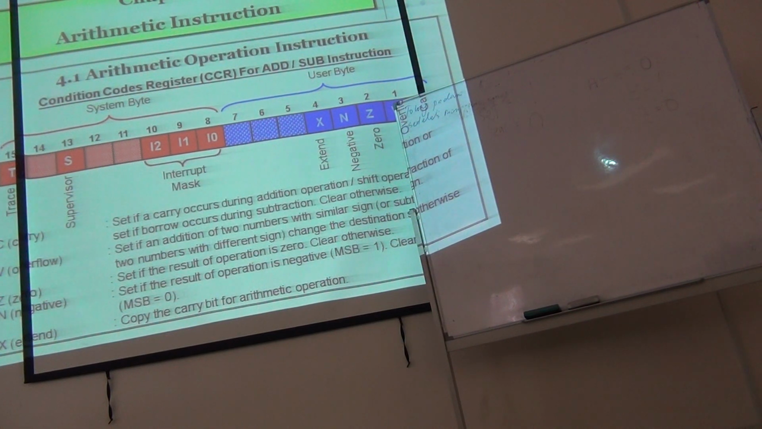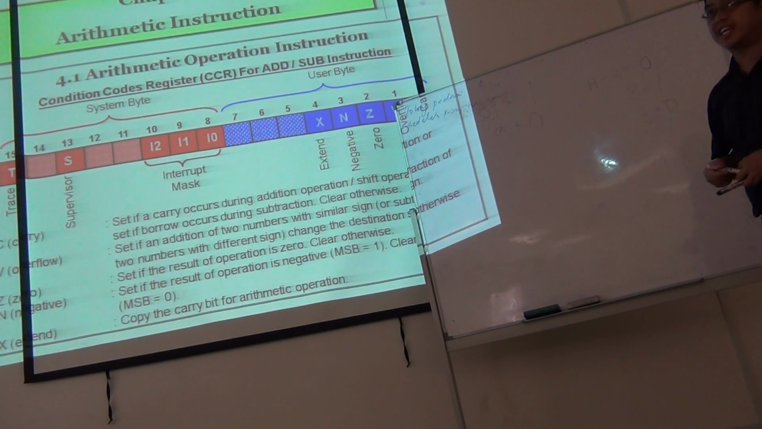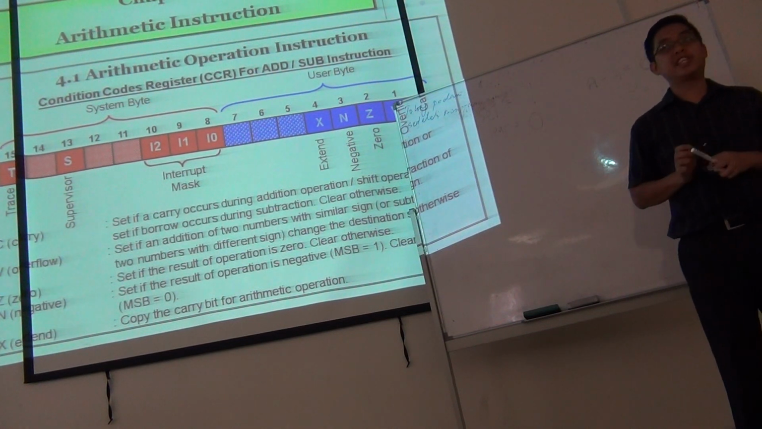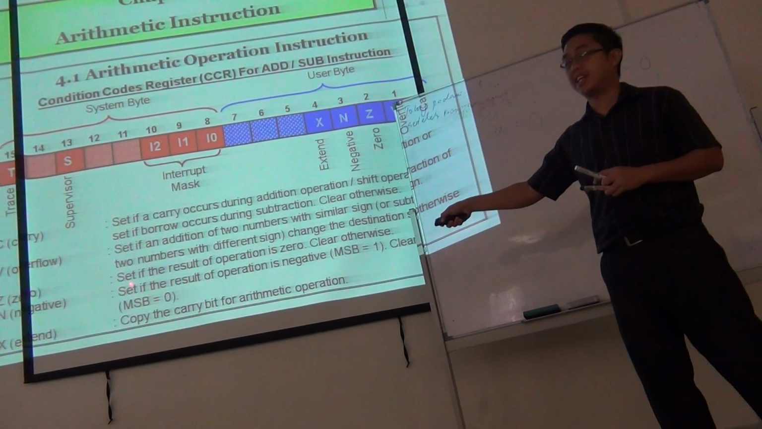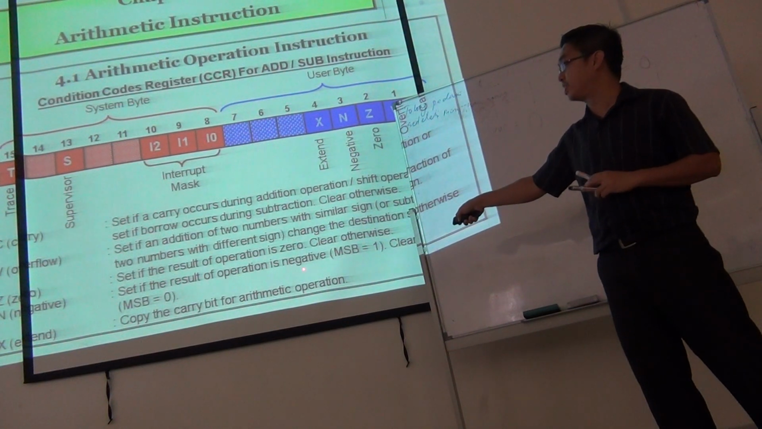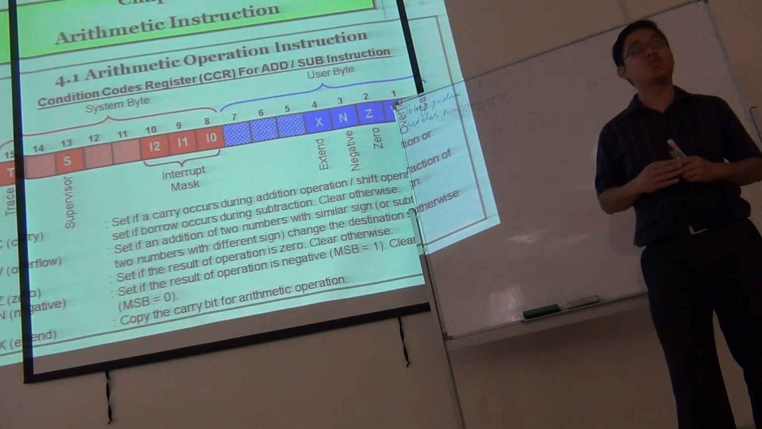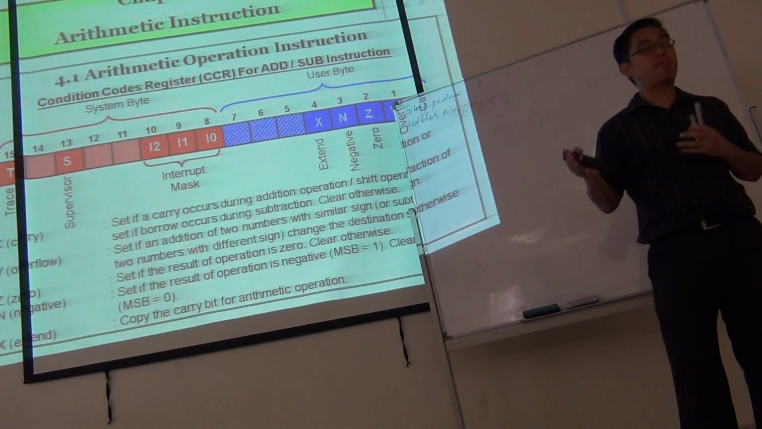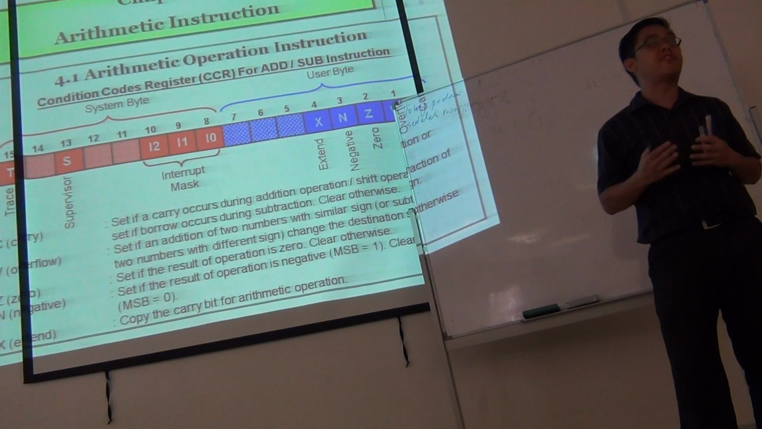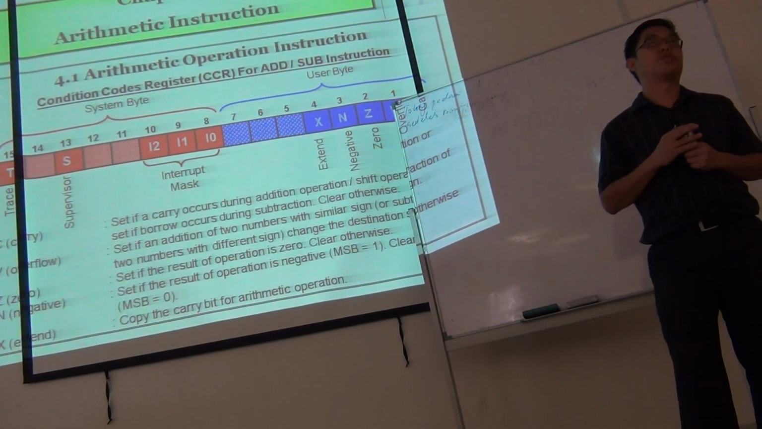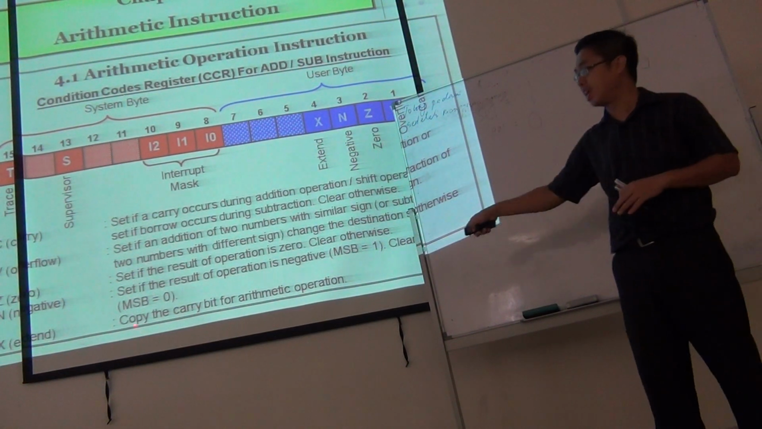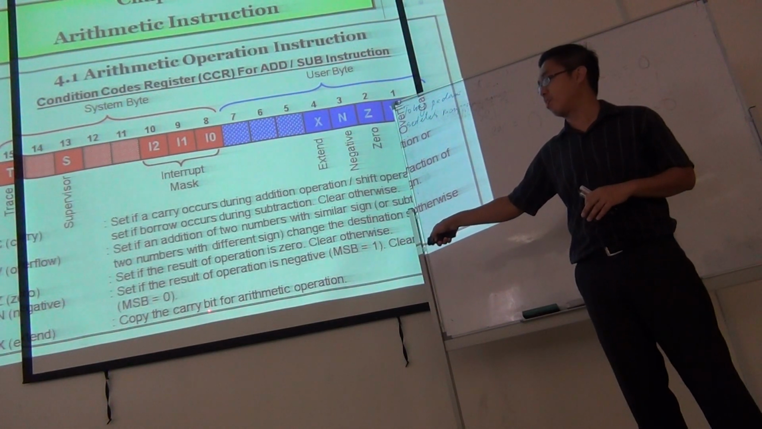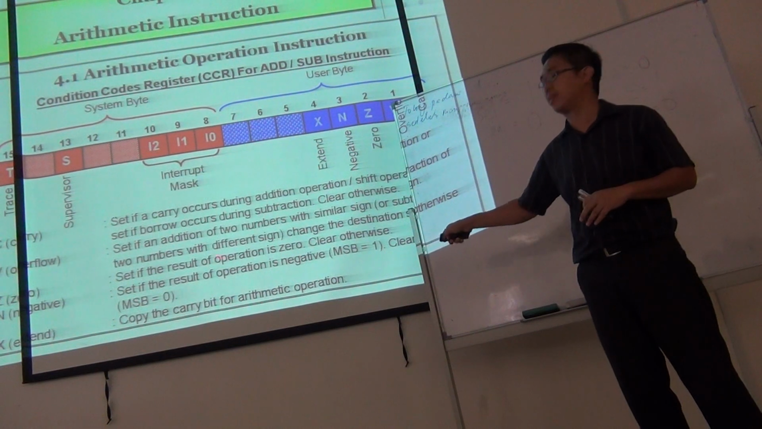Okay, next one. Negative. Negative also quite simple. Negative means that you set it if the result of the operation is negative, which means that you have to look at the results of the output and look at the MSB value. Okay, that's one you have to do one way. The last one, extend, just copy the carry bit for arithmetic operation. That's all.